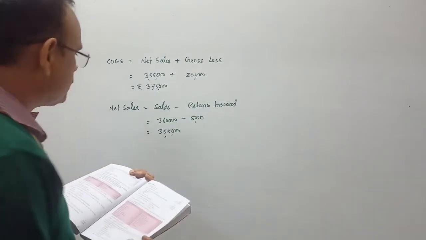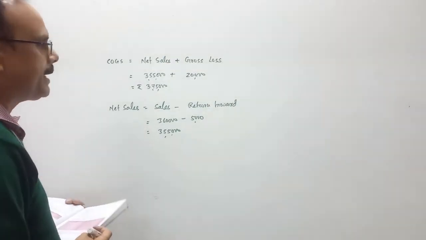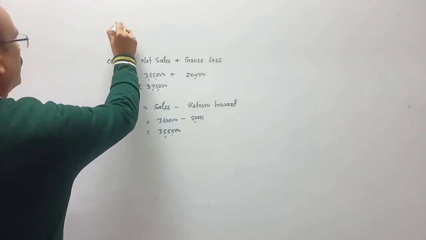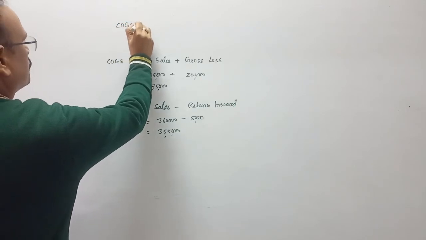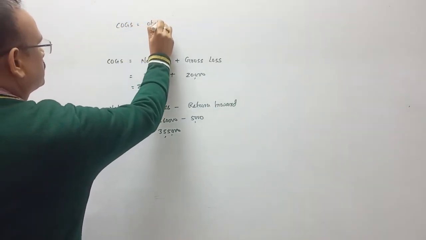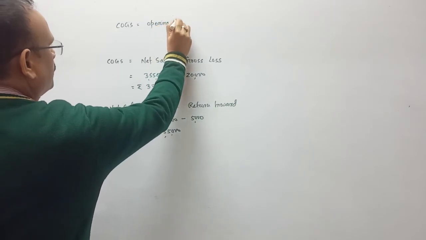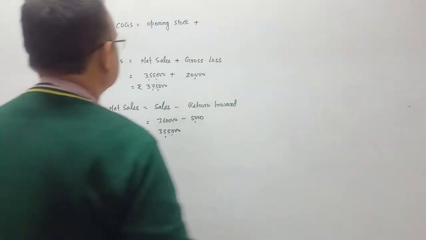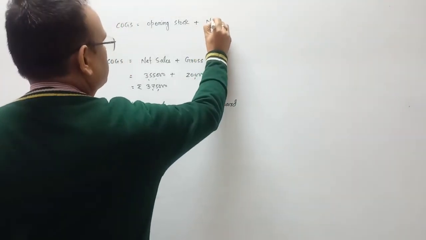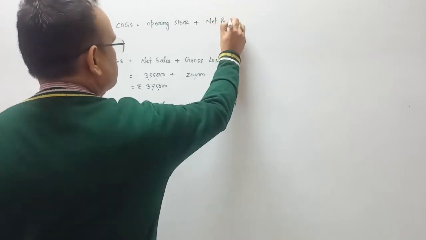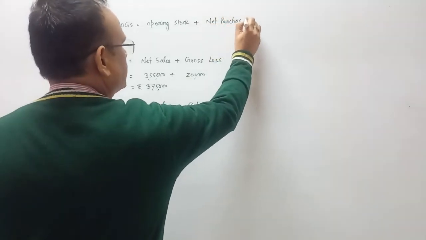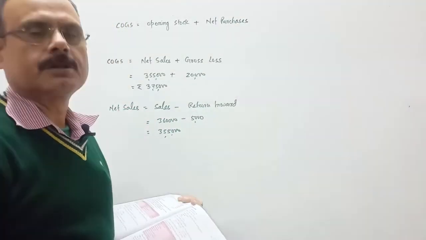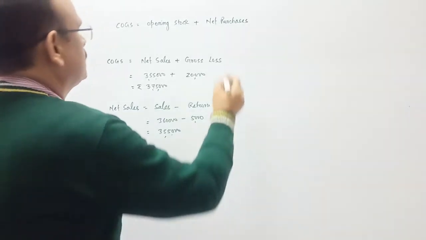Next, what we have to calculate? Closing stock. You know the formula of cost of goods sold. Cost of goods sold is equal to opening stock plus net purchase. Net purchase is purchase minus purchase return. Purchase return is also known as return outward.